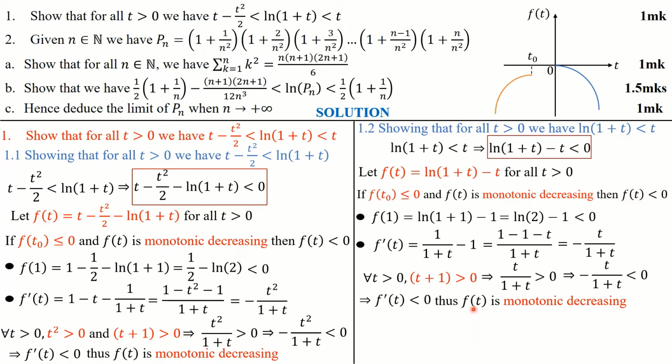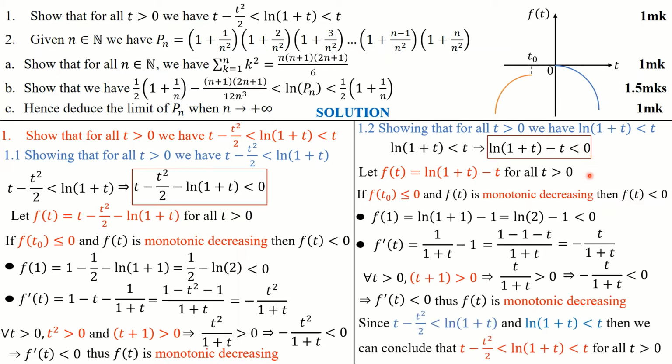And since our f of t is monotonic decreasing, and its initial value is less than 0, then we can conclude that the function f of t is always less than 0. So with that, since we have proven the first part, which is this part, and we have also proven this other part, then we can conclude that this inequality is true for all values of t that are greater than 0.